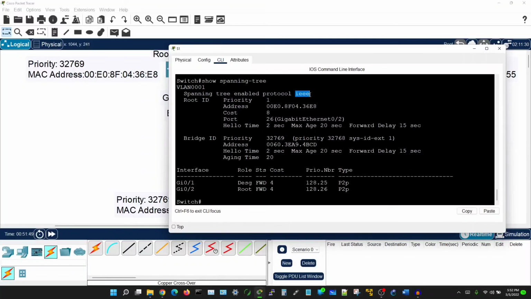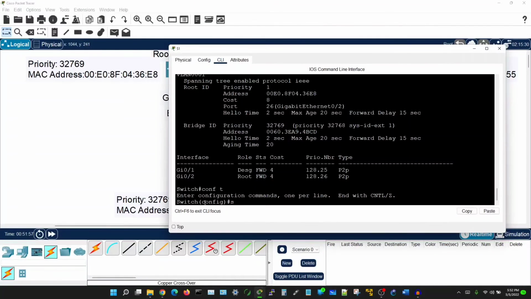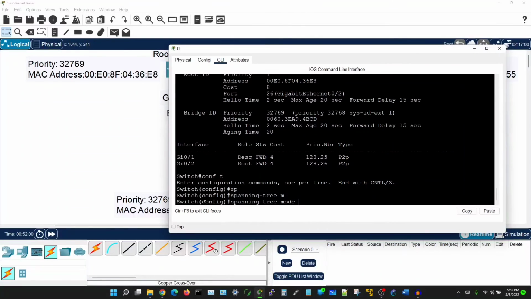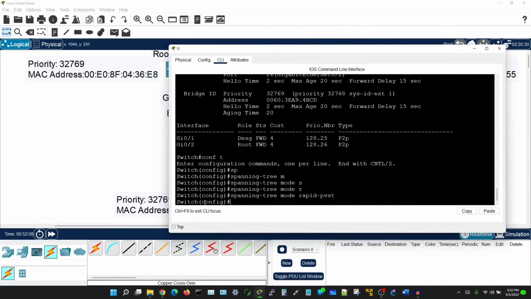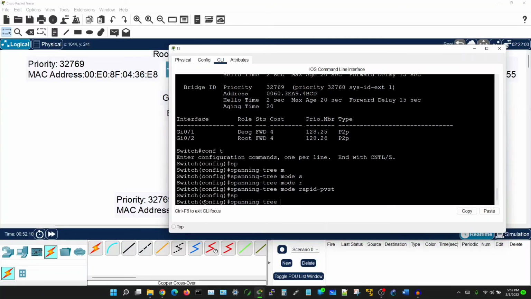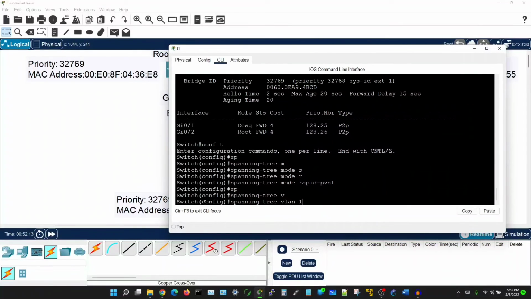I'm still running on the old version of spanning tree. So let's change that. Okay, and spanning tree, VLAN 1. Okay, so I'm gonna leave this alone. I'm not gonna make any changes in that.